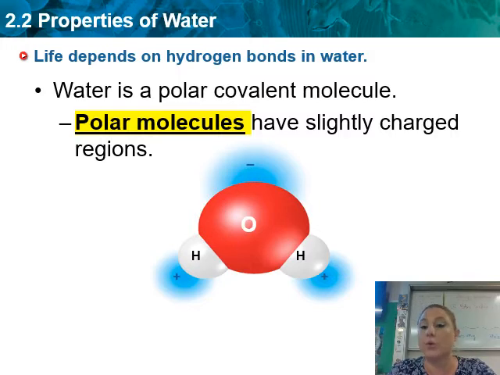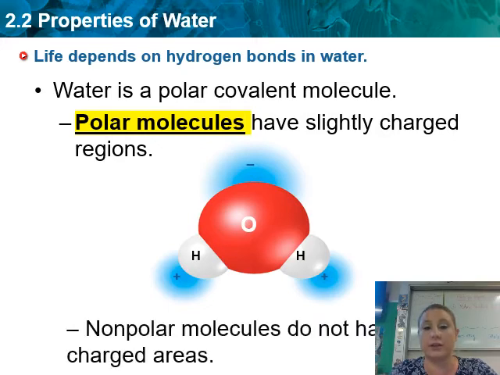Now, one very common question for you to be asked on the EOC is, what is a polar molecule? What does that mean? And what a polar molecule is that we have slightly charged regions due to unequal sharing of electrons. So please write that down. I know I don't have it on the slide, but polar molecules have an unequal sharing of electrons. So nonpolar molecules do not have charged areas.